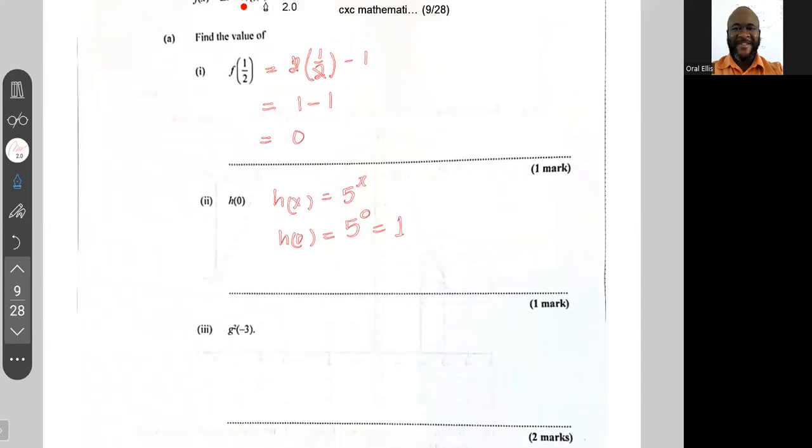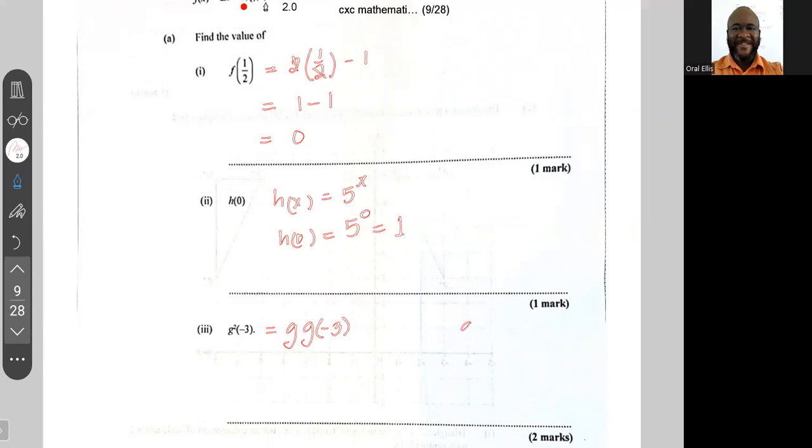Next, we're asked to find g square of minus 3. Now, g square of minus 3 is the same as saying g of g of minus 3. If someone asks me to find this, the first thing I'm going to do is find g of minus 3.